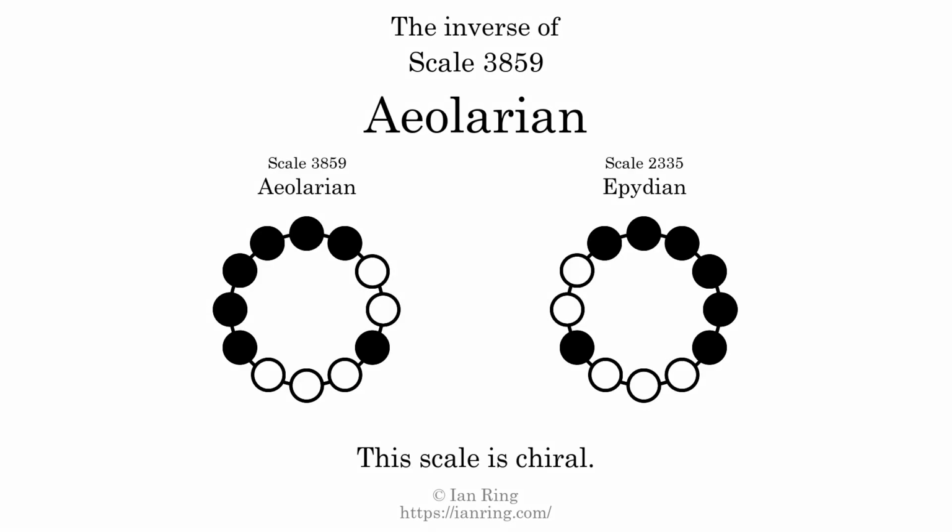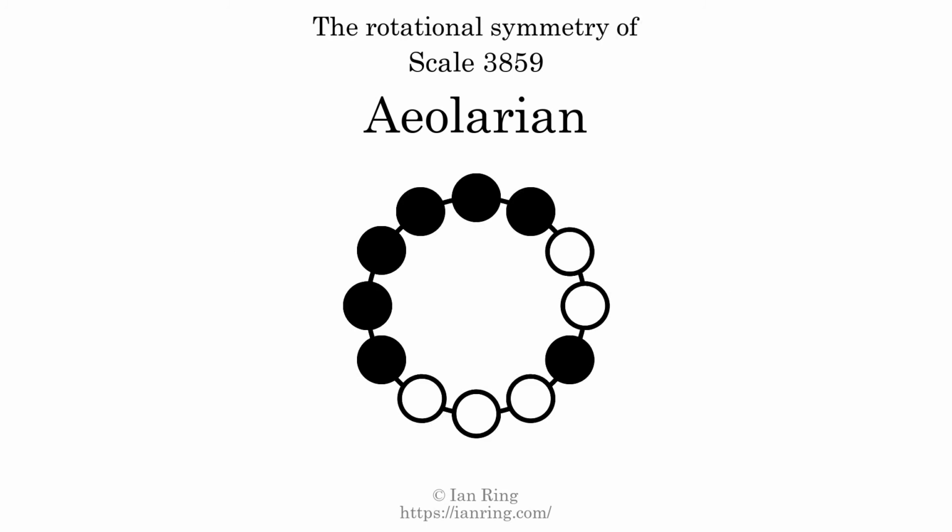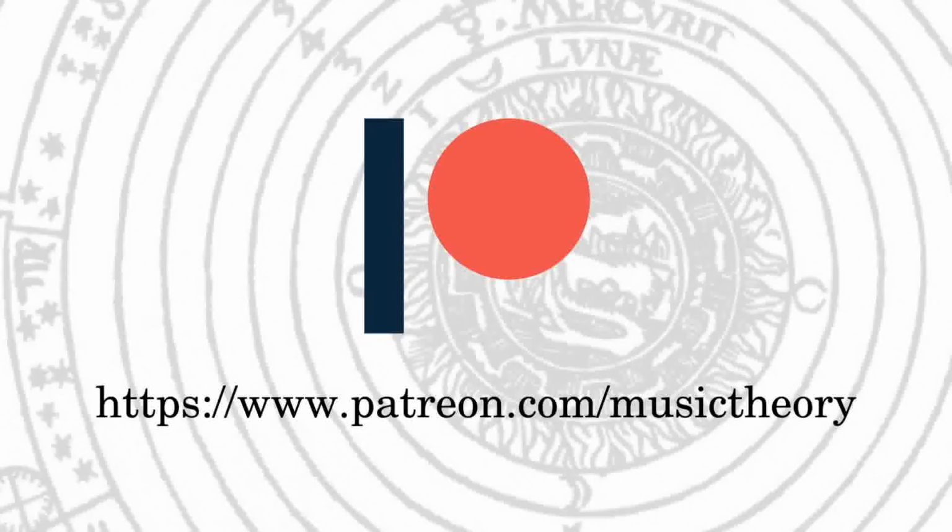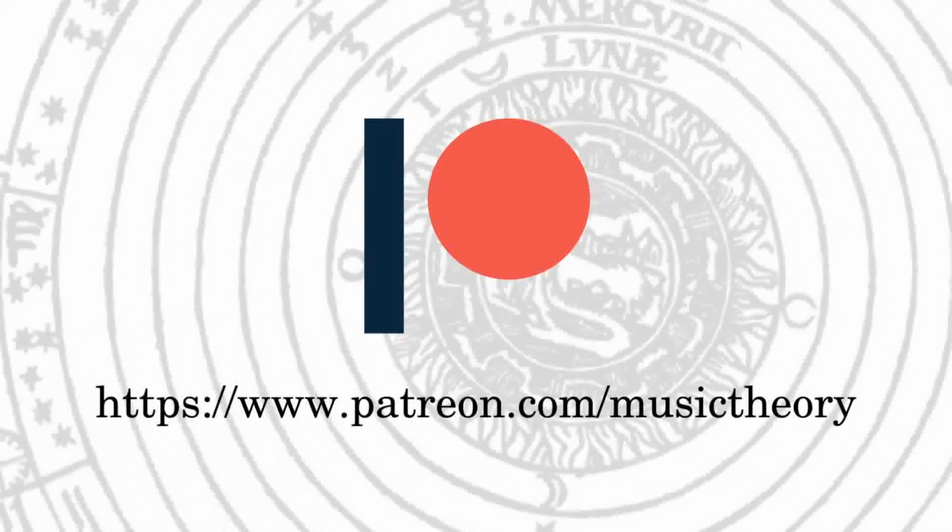The inverse of a scale is a mirror image. It is what you get when the sequence of intervals is reversed. The inverse of this scale is scale 2335, also known as Ophidian. This scale is chiral. It cannot transform into its inverse by rotational transformation. This scale has no rotational symmetry. For even more detail about this scale, visit ianring.com/musictheory/scales/3859.